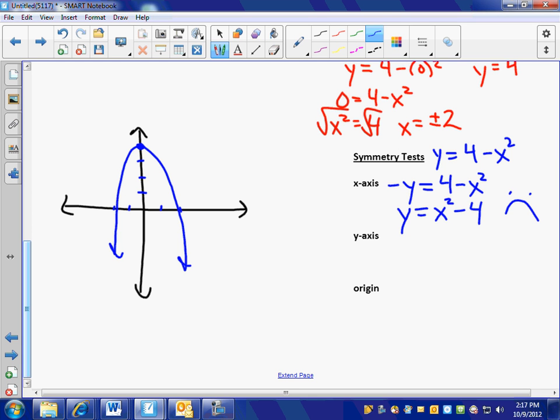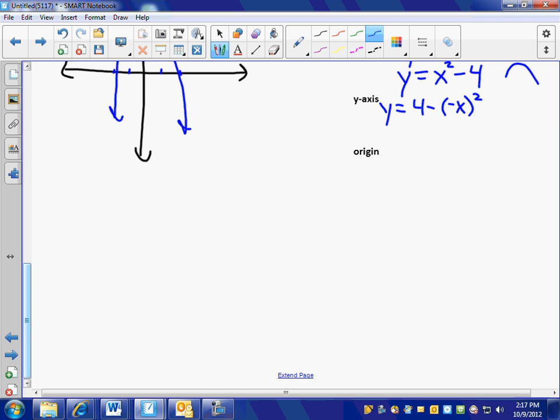In order to find the y-axis, what I do is I go y is equal to 4 minus the quantity negative x squared. This is the mistake that my pre-calculus students made last year. Not Marlene. Marlene's not one to make mistakes like this. She's very careful.